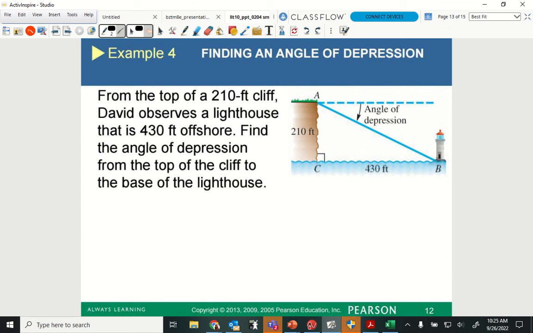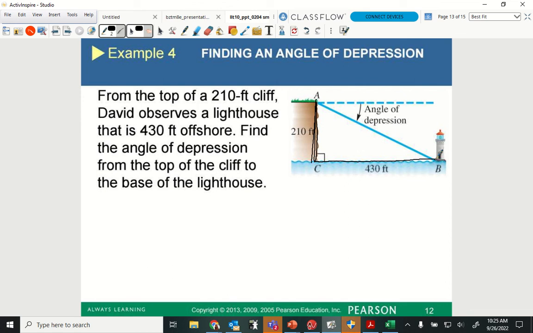If you look out from the top of the cliff, we got Diego up there, and we have Denny over here in the lighthouse. So it is 210 feet up my cliff, and the lighthouse is 430 feet offshore. That is this way. Find the angle of depression.